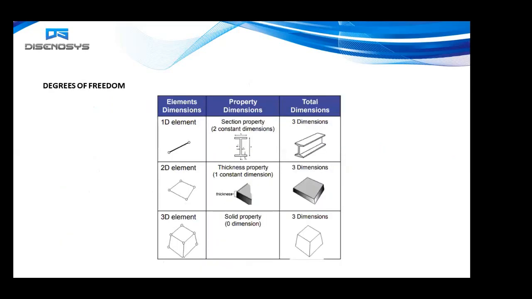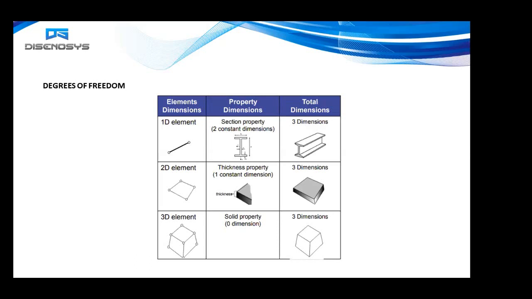So another criterion of selecting elements is your degrees of freedom. Each element has its own degrees of freedom. For example, if you take a 1D element, in 1D itself you have a lot of elements like truss element, beam element, pipe element. If I take a truss element, you will have only 2 degrees of freedom, ux and uy.